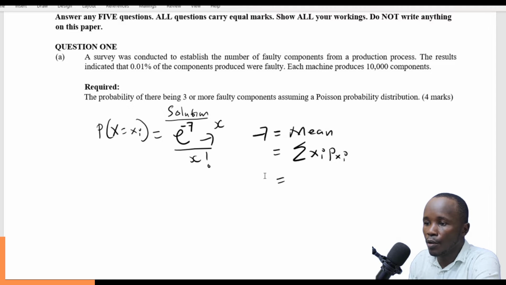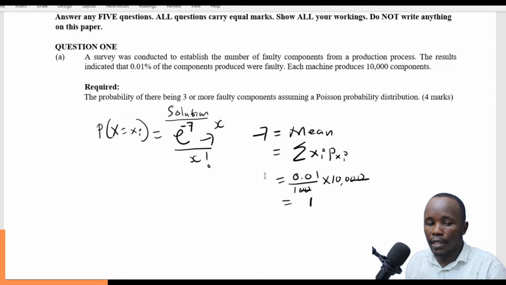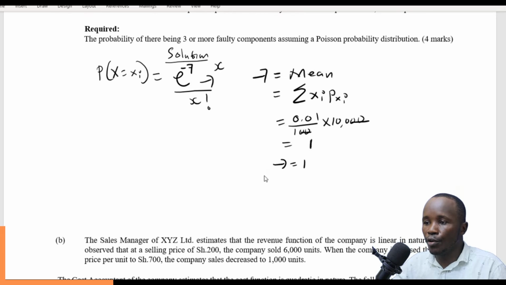So here we are going to have 0.01%. It therefore means 0.01 divided by 100, then multiplied by 10,000. If you do this, you find that this is 1. It therefore means our lambda here is 1.